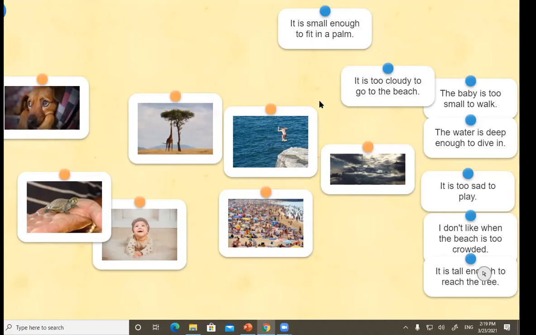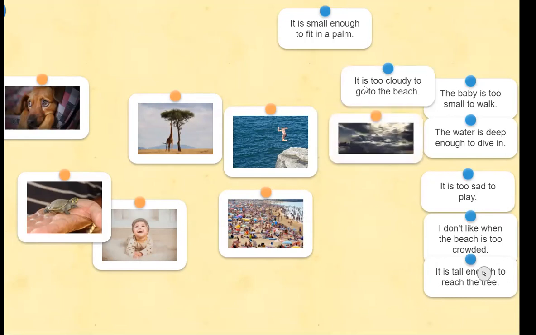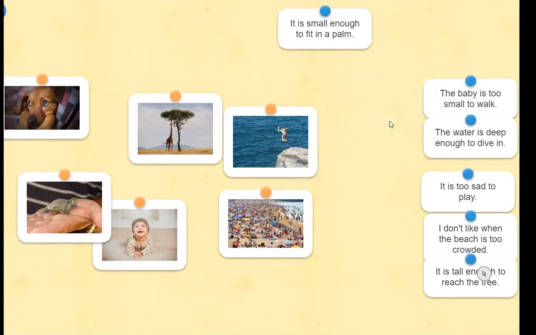Yeah, read this. It is too cloudy. To go to the beach. Okay, it's too cloudy to go to the beach. You cannot go to the beach because it's too cloudy. We have a lot of cloud.